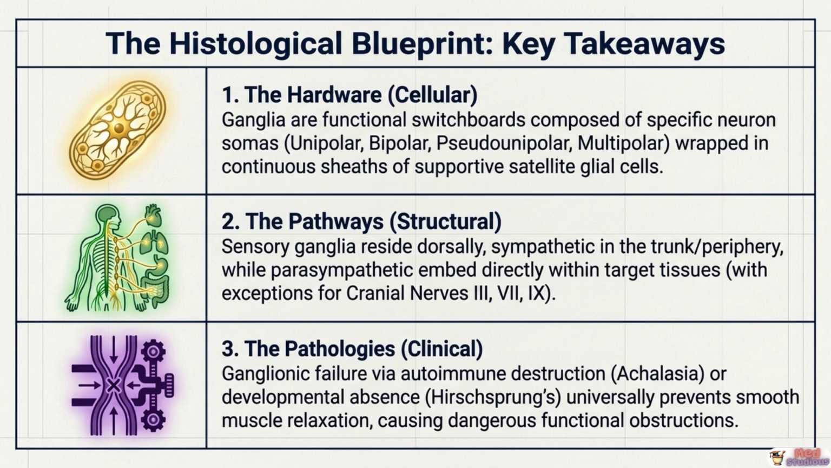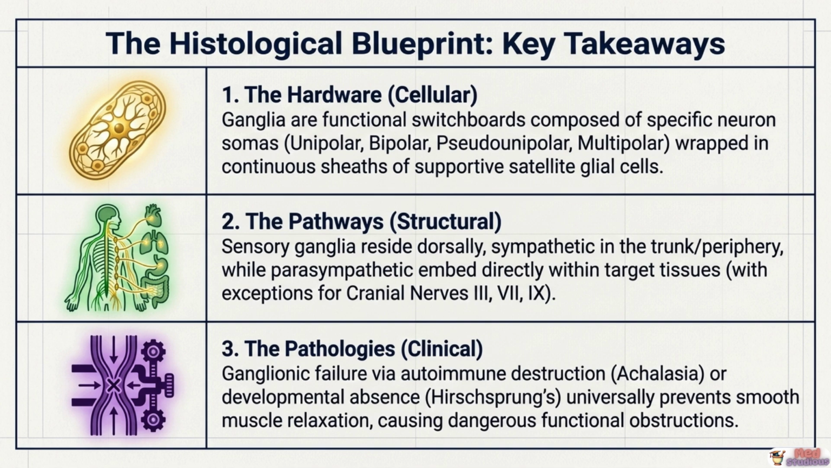Second, the pathways. Remember that sensory ganglia generally reside dorsally near the spine. Sympathetic ganglia form the trunk and periphery, while parasympathetic ganglia safely embed directly within their target tissues, with the notable cranial nerve exceptions of 3, 7, and 9.